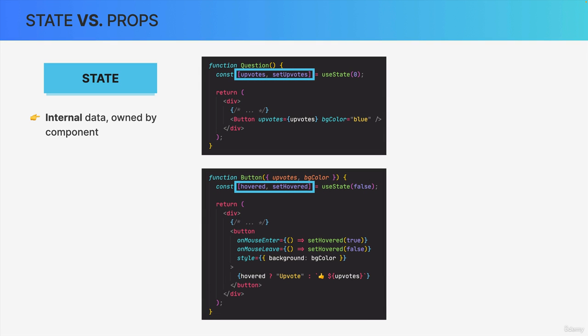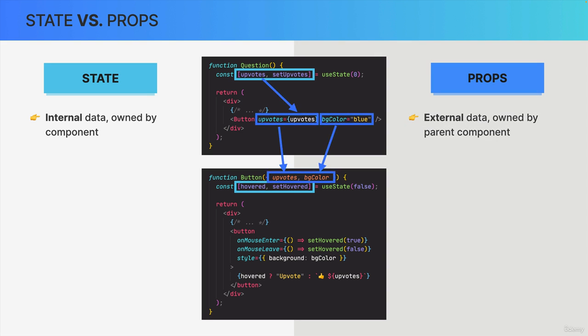So, as we already know, state is internal data, so data that is owned by the component in which it is declared. And we can see that nicely in this small example with two components. Now, on the other hand, props is external data, so data that is owned by the parent component. And you can think of props as function parameters, so as a communication channel between parent and child components where parents can pass data into children.